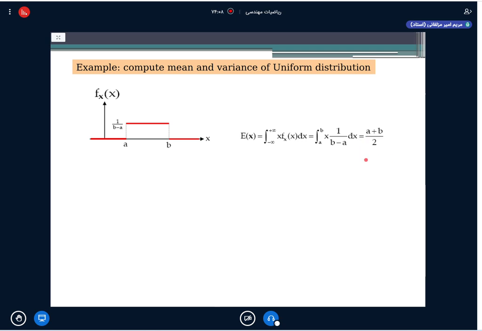We can expect that the expectation or mean is equal to this, and it's not needed for us to compute this integral. Can you say how we can guess the mean, the expectation, of this distribution without computing this integral?